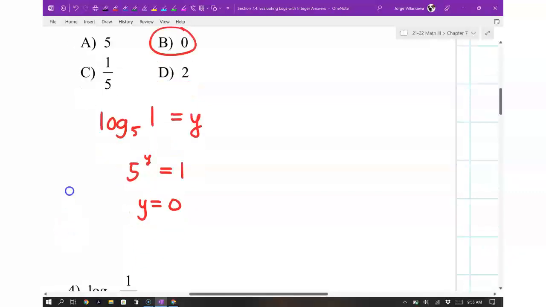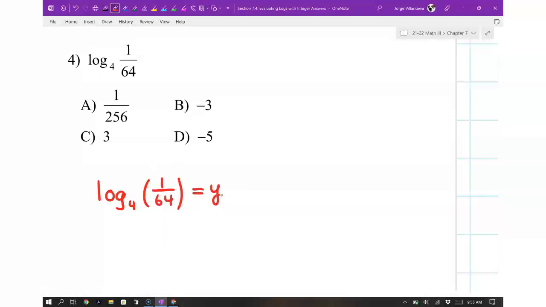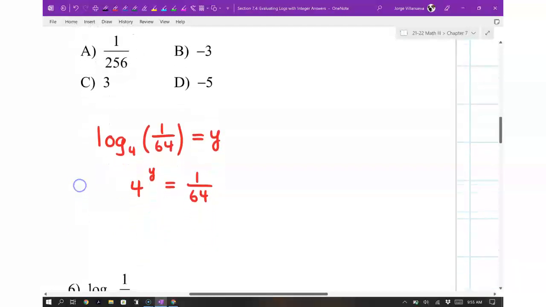All right. So question 4. Let me rewrite this one. Log base 4 of 1 over 64 is equal to y. Okay, now let me rewrite it. This is 4 to the y equals 1 over 64. And like I said, this one's a little tricky, so we're going to go through this one a little slowly. Now notice how on the left side I have a base 4.